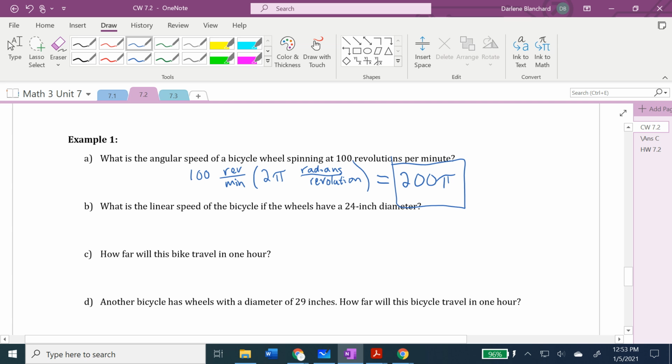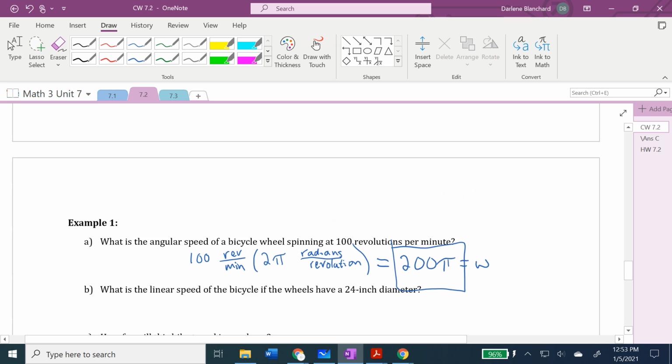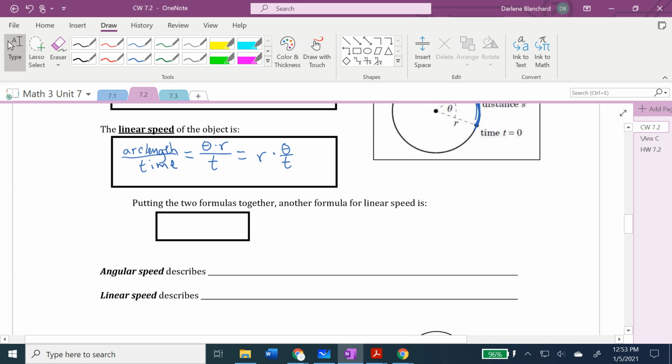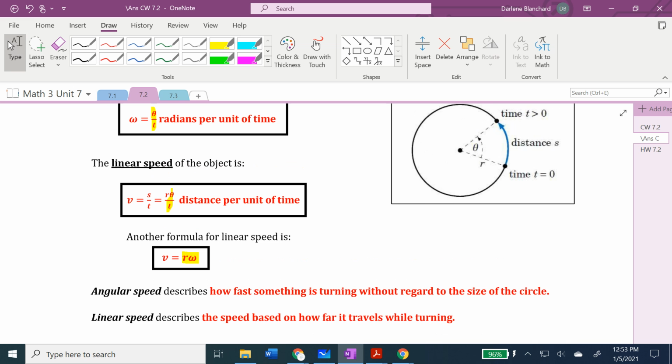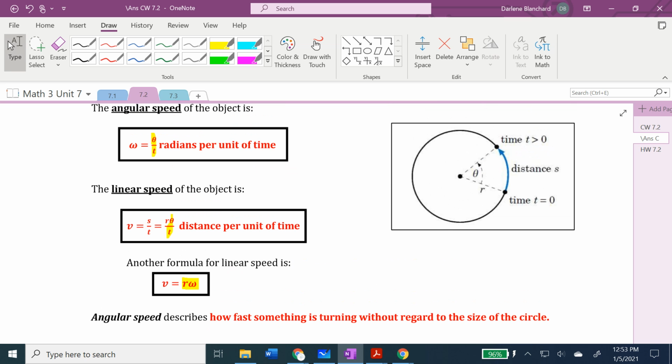I'm going to leave it there. I'm also going to say that that is equal to omega. It looks like a W, but it's the Greek letter. And I just want to point out to you that I'm using the standard letters that you will typically see in textbooks. So omega right here, that's what I'm referring to. Omega is representing the angular speed, and V is going to represent the linear speed when I write the letter V. So we've got a lot of formulas right here to use.